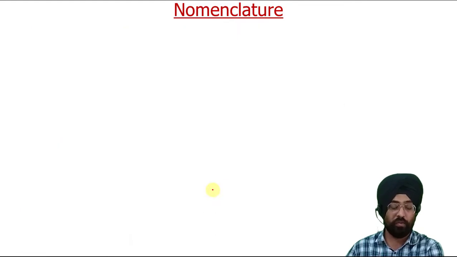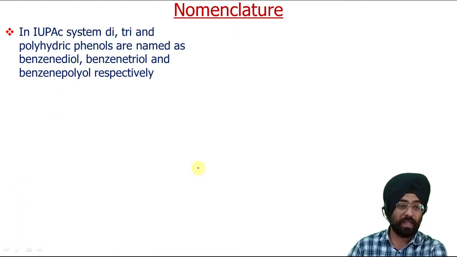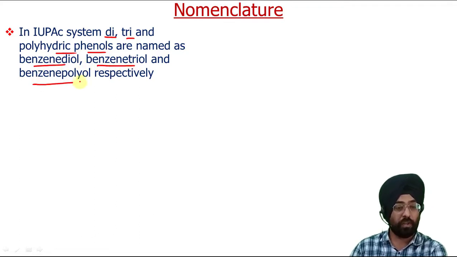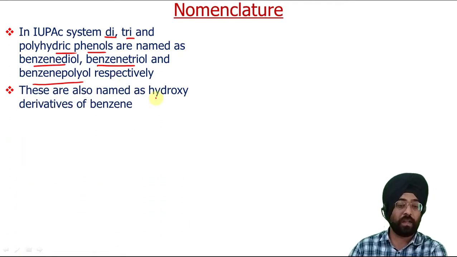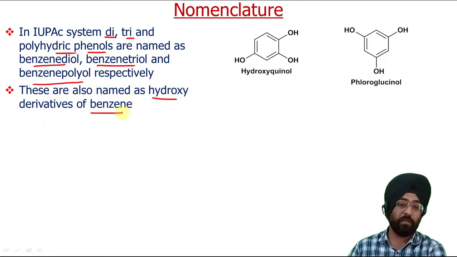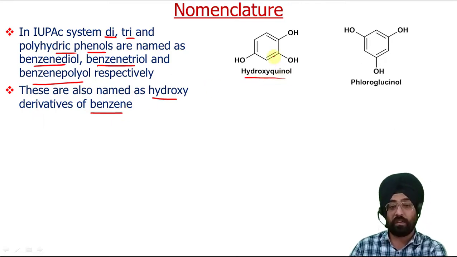So let us move to the next compounds. Now the next classification: when we have di, tri and polyhydric phenols, how do we name them? These are named as benzene diol, benzene triol, or benzene polyol depending upon the number of OH groups, and they can also be named as hydroxy derivatives of benzene. That means we can first use hydroxy, then write benzene. Let us try some examples. I have also written a trivial name: hydroxyquinol. This compound is hydroxyquinol. It is a trihydric alcohol.